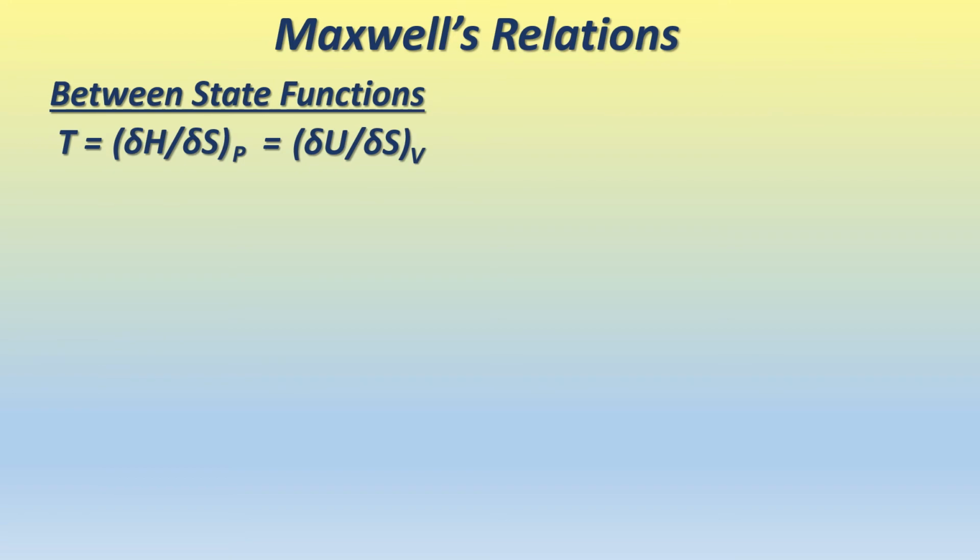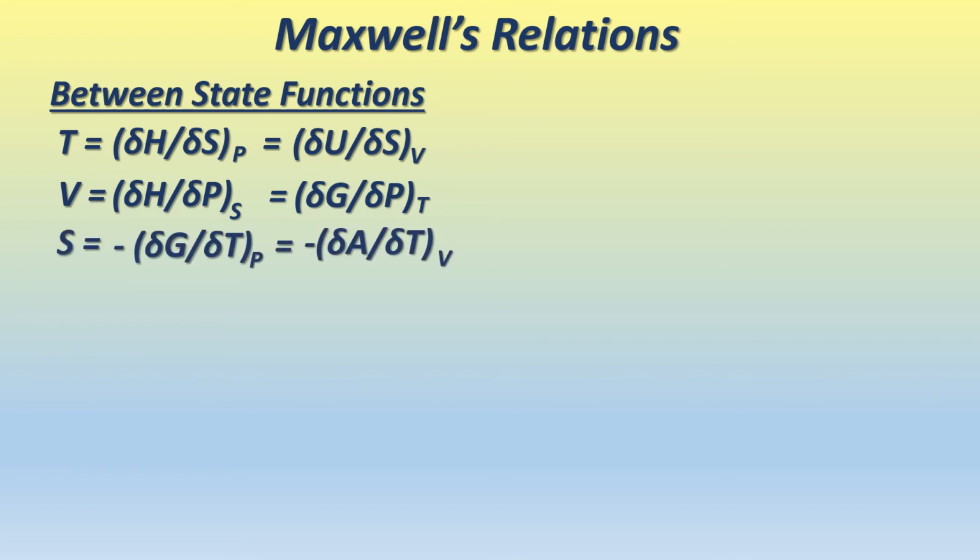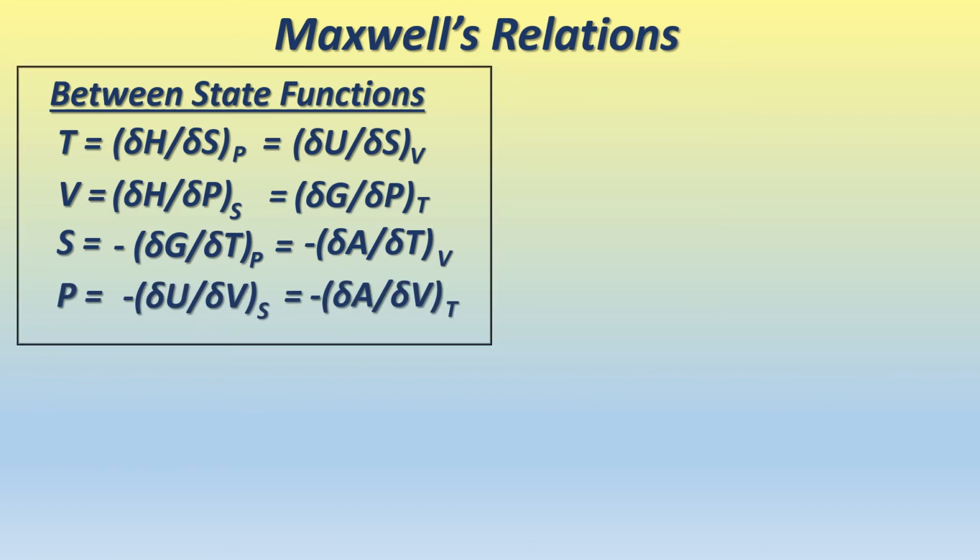Temperature is the partial of H with respect to S at a constant P, or U with respect to S at a constant V. Volume is the partial of H with respect to P at a constant S, or G with respect to P at a constant T. Entropy is minus G with respect to T at a constant P, or minus A with respect to T at a constant V. Pressure is minus U with respect to V at a constant S, or minus A with respect to V at a constant T.